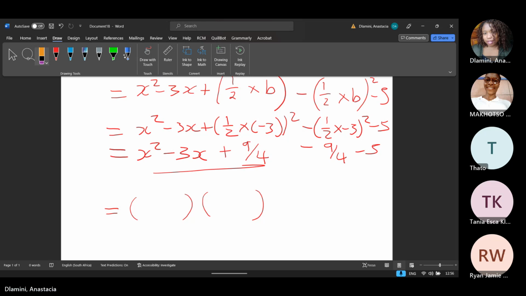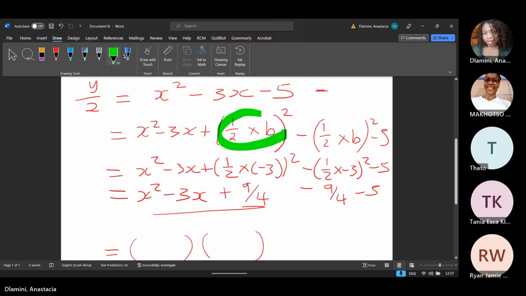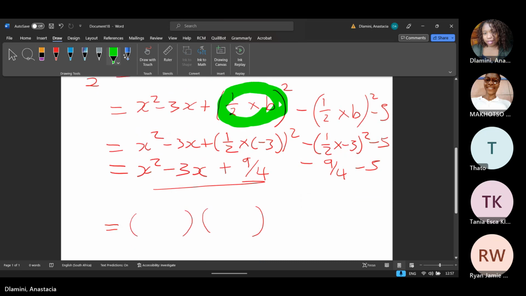So I used the shortcut that my teacher taught me. You basically take half of your b value. So you take that inside and you ignore the square for now, because you want to put the half of the b value inside of your new brackets. So it's going to be x minus 3/2. And then in the second bracket, it's exactly the same.